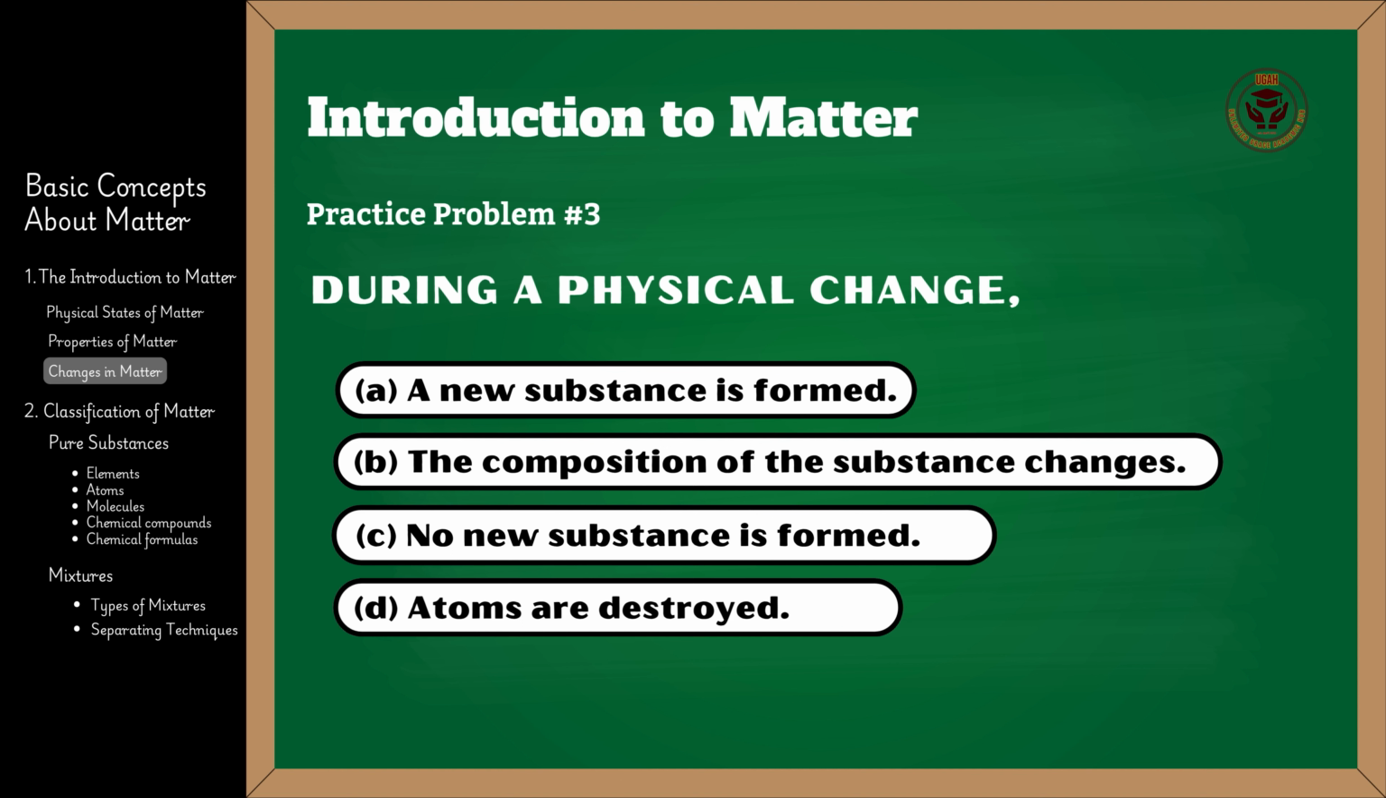Question 3. During a physical change, A. A new substance is formed. B. The composition of the substance changes. C. No new substance is formed. D. Atoms are destroyed. Option A is an incorrect answer because physical changes do not produce new substances. Option B is an incorrect answer because the composition of the substance remains the same in a physical change. Option C is a correct answer because physical change does not form new substances. And option D is an incorrect answer. Atoms are neither created nor destroyed during an ordinary physical change. So the correct answer is C.